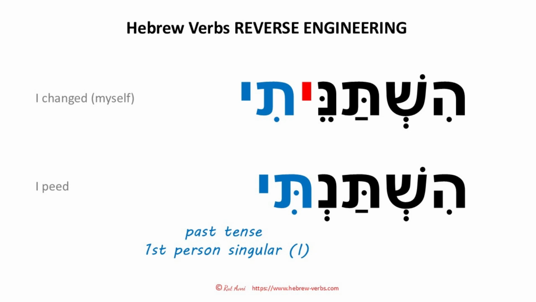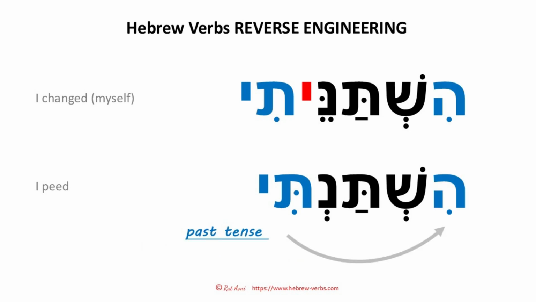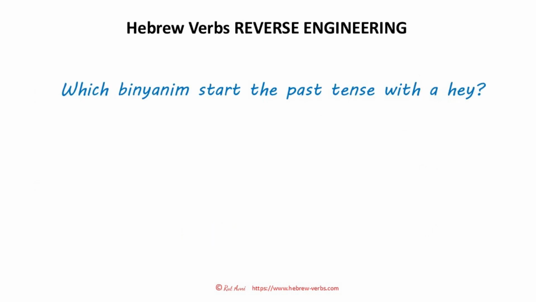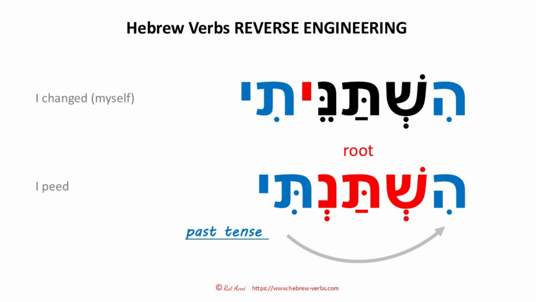Good. Now, there is another past tense particle, which is in this case at the beginning. Both of these verbs start with a hey. Now, question. Which binyanim start the past tense with a hey? Nifal, Hifil, Hitpael. So it cannot be anything else. And this means in the case of the second verb, all that is not related to the past tense is already the root. These are three nice letters. So this is the root, and this is Hitpael.